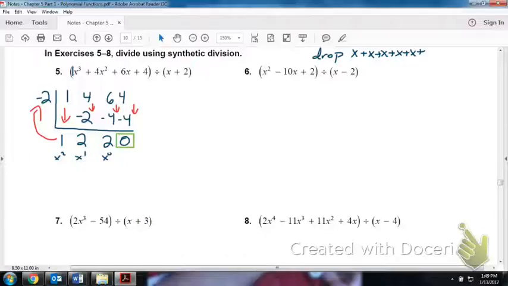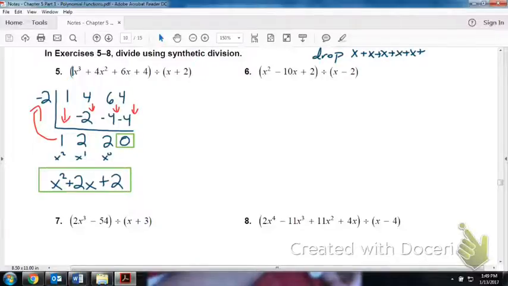So it's 1, x squared, so just x squared. 2, x to the 1, so plus 2x. And then 2, x to the 0 is just 1, so plus 2. So that is our answer right there.